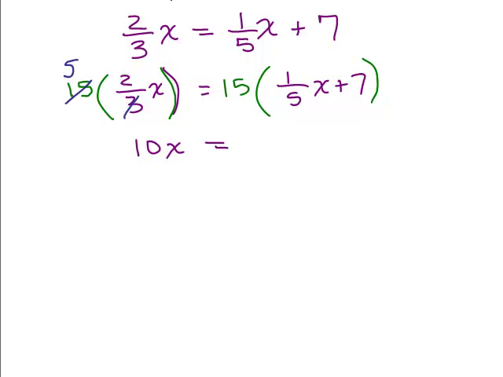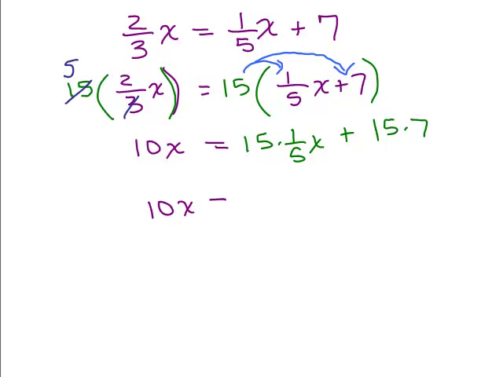Let's see if you can do this one in your head. 15 times 1/5. Can you do that in your head? 15 times 1/5 x. You're going to get 3x. But if you can't do it in your head, just write it out. 15 times 1/5 x plus 15 times 7. So some people may do this in their head. Some people may write that step out. But you're going to get 3x plus, I think that's 105. Hopefully I didn't make a mistake there.